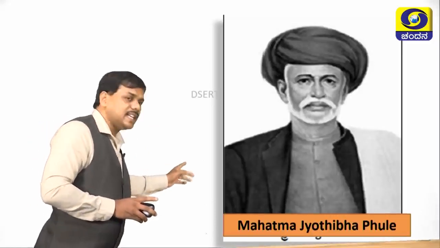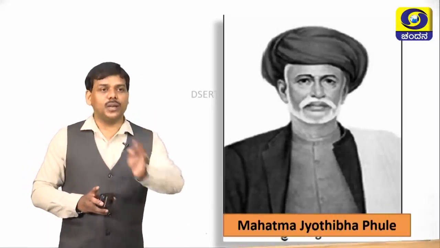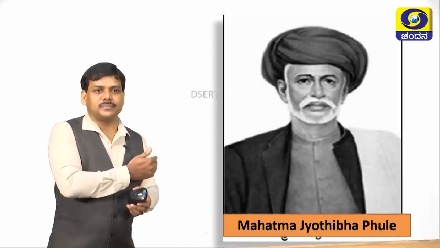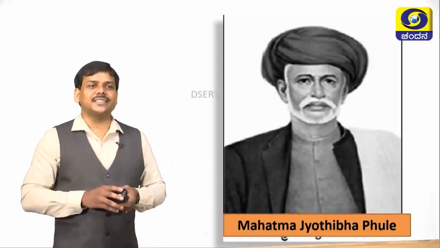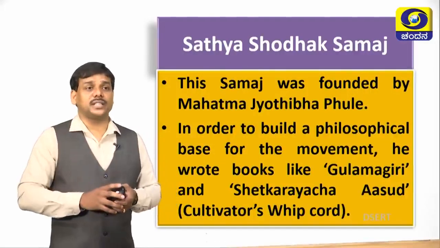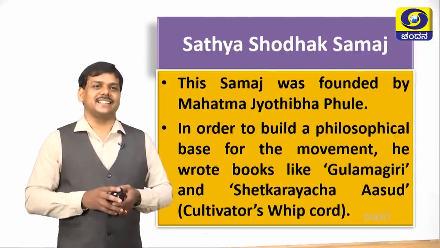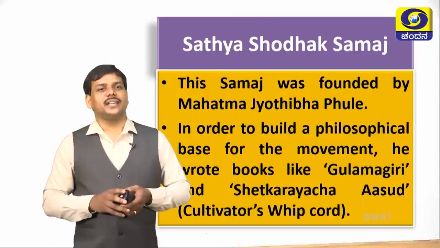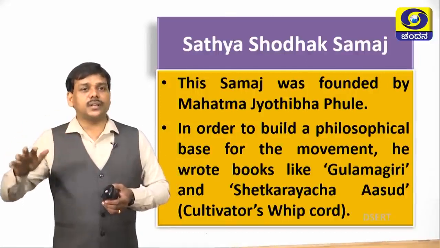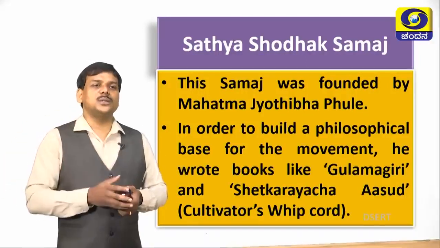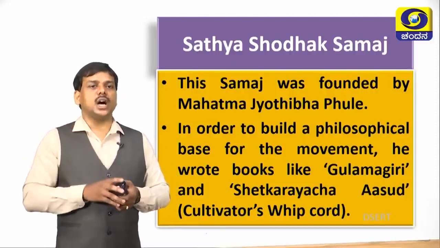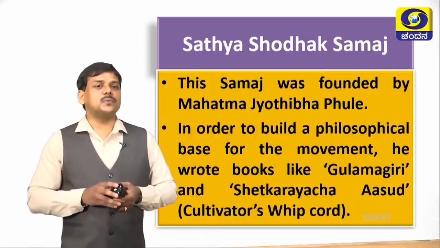Dear students, here you can see one more important social reformer. Who is he? He is Mahatma Jyotiba Phule. Name the organization founded by him. He founded Satyashodhaka Samaj. What are the basic aspects of Satyashodhaka Samaj? You have already learnt this. This Samaj was founded by Mahatma Jyotiba Phule. In order to build a philosophical base for the movement, he wrote books like Gulamagiri and Shatkaryacha Asood. Shatkaryacha Asood means cultivator's whipcord.